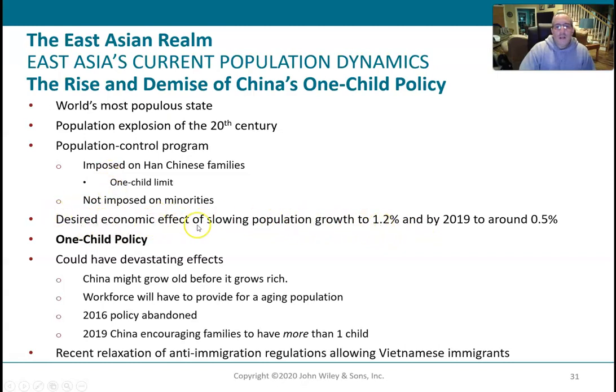You see here, it had the desired population growth. It slowed to 1.2%. And by 2019, down to 0.5%. So it did what it was supposed to do, but they really didn't think about the aging demographic of their population. And right here kind of summarizes that. It might get too old before they get the economic benefits that they're working for.